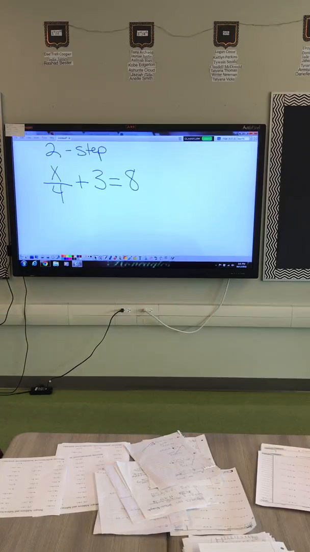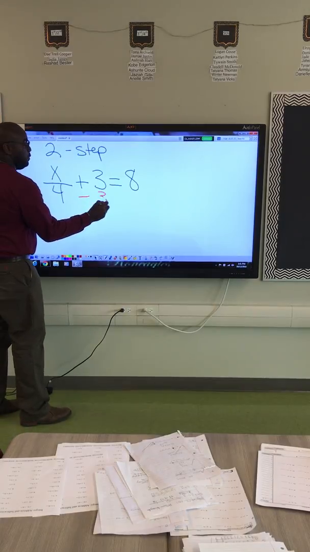Just like our earlier problems with the 8s and the 16s, our goal is we've got to get that x by itself. To do that, this 3 shouldn't be on the same side. So we've got to get rid of the 3. How are we going to do that? Good. Subtract 3 from both sides.